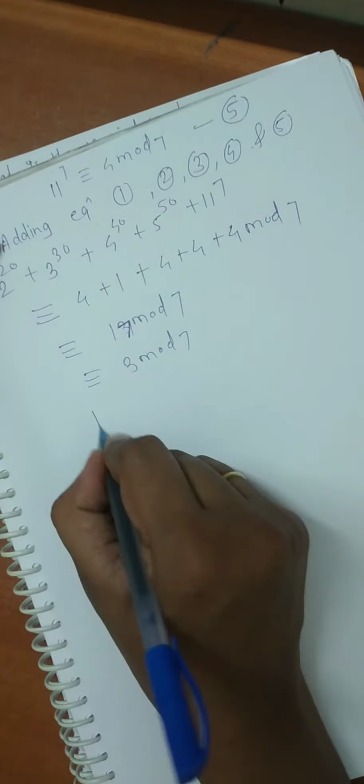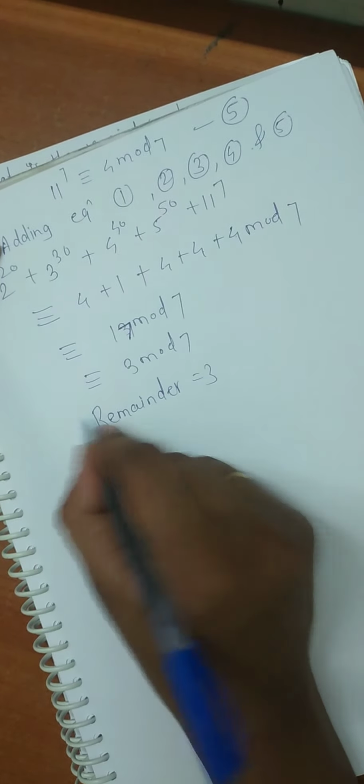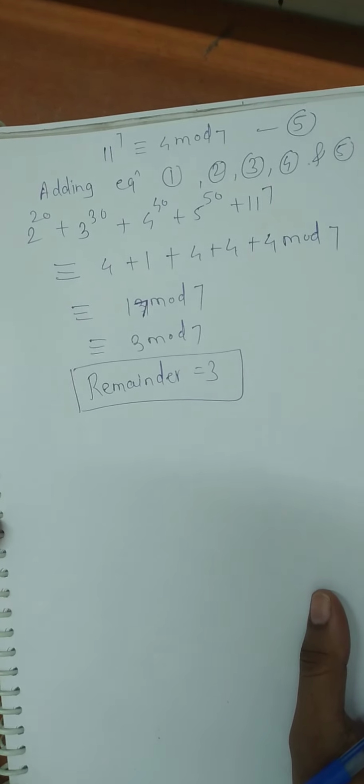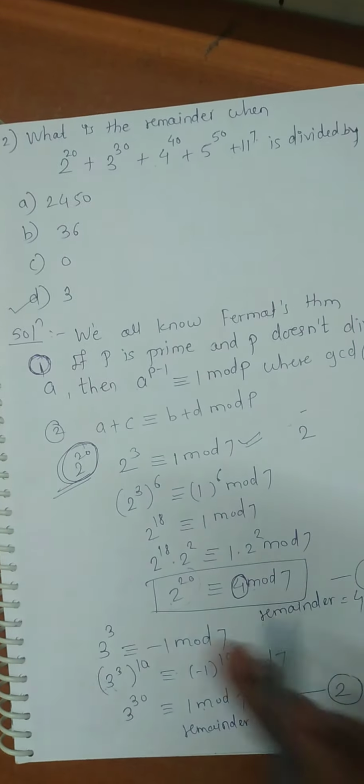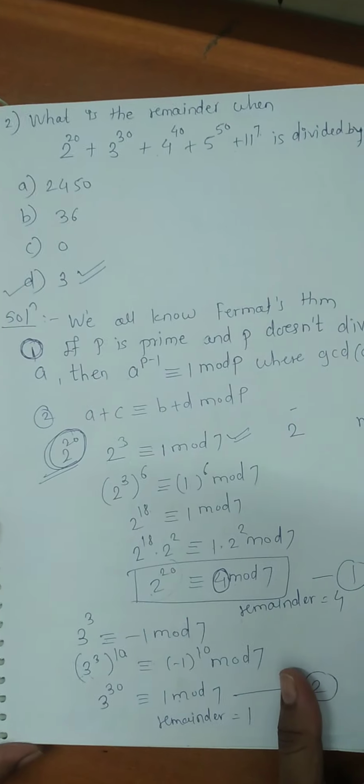So you will get the remainder is 3. Yes, see, the remainder is 3. So option D is the correct option.